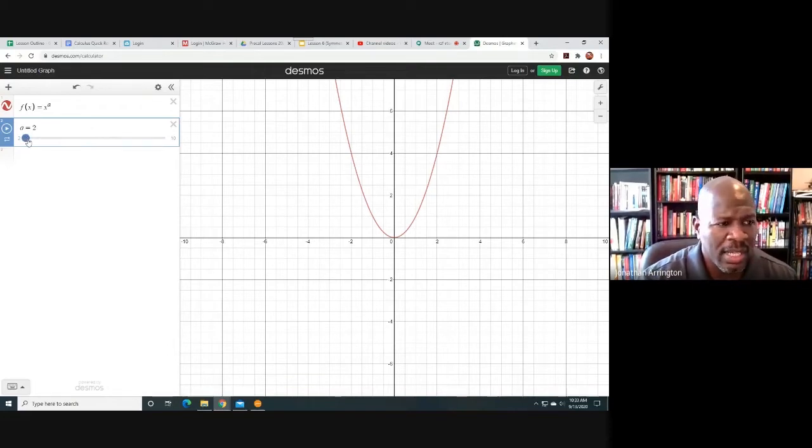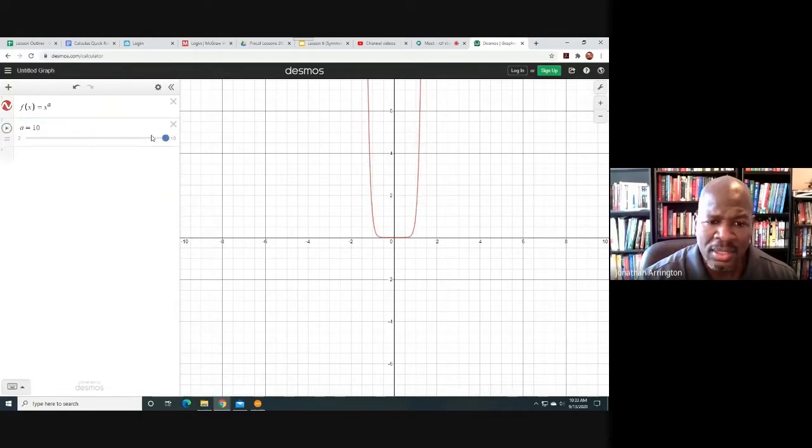So here I am sliding a. Right now it's x squared. There's x to the 4th. There's x to the 6th. There's x to the 8th. There's x to the 10th. So they all look fairly the same. They all take that shape. And any even number I plug in is going to look like that.